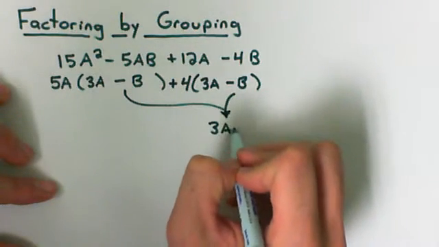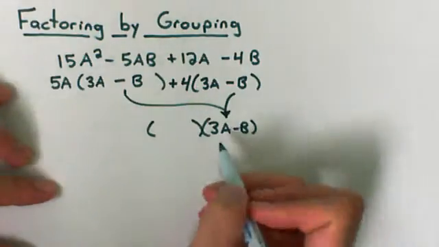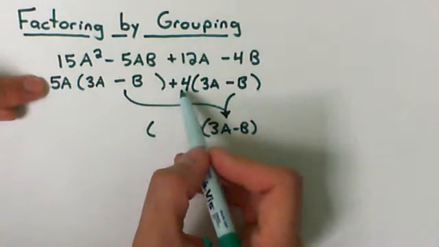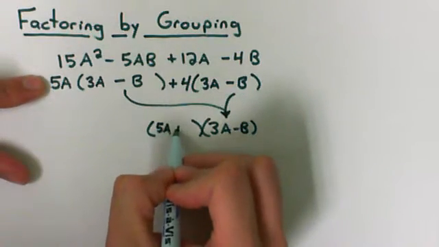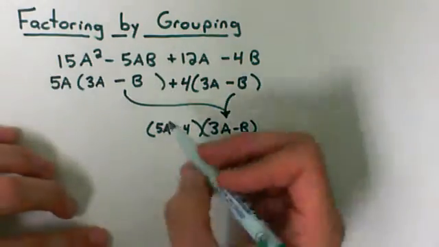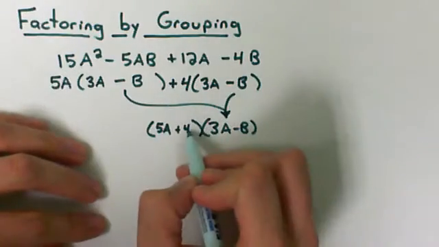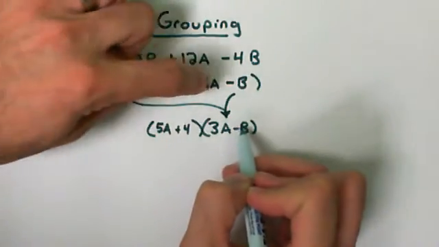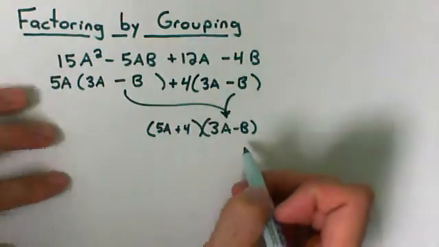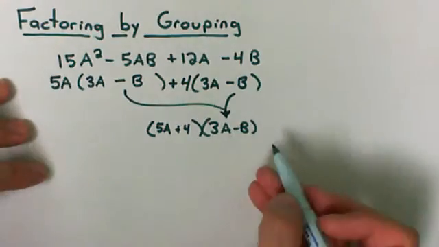If they are the same, I'm going to rewrite it, 3a minus b, and then I'm going to make another binomial by using the pieces that were in front here, the 5a and the plus 4. 5a plus 4. If you think about it, if I was to distribute, this would be 5a times both of these, and it would be 4 times both of these. So it's just kind of like undistributing. And if we ever wanted to check, we could FOIL these out or use the box or whatever method you'd like to multiply this out.